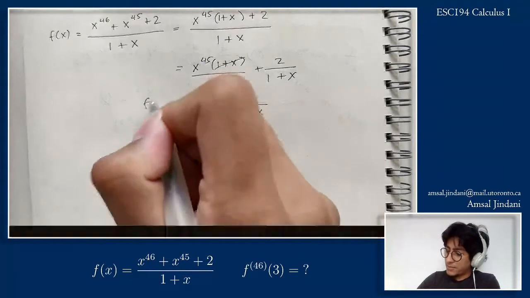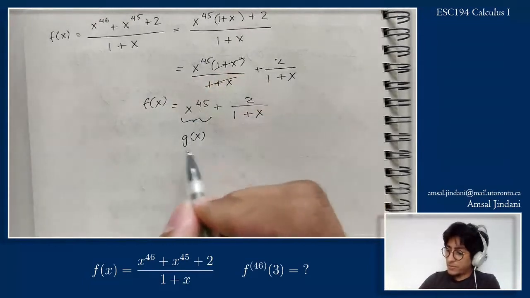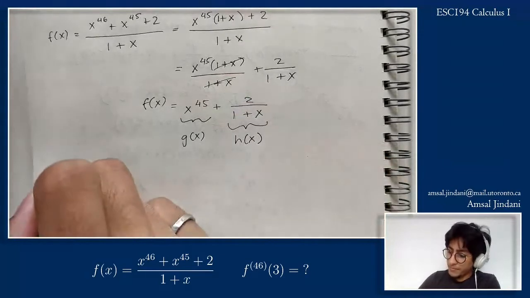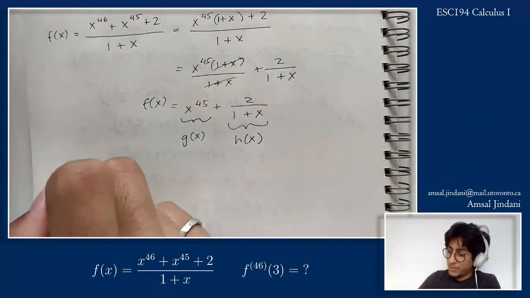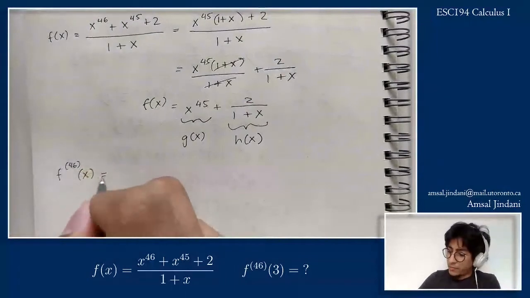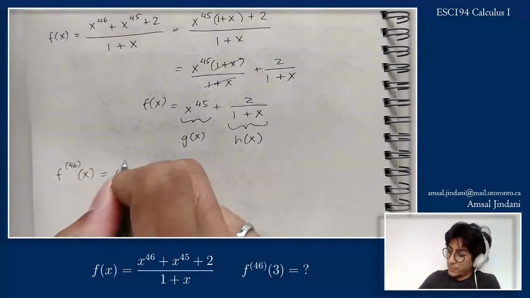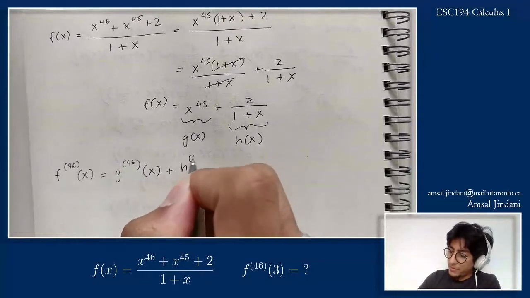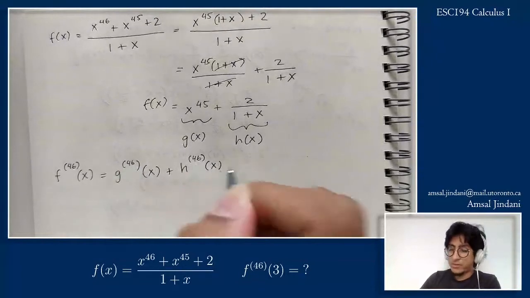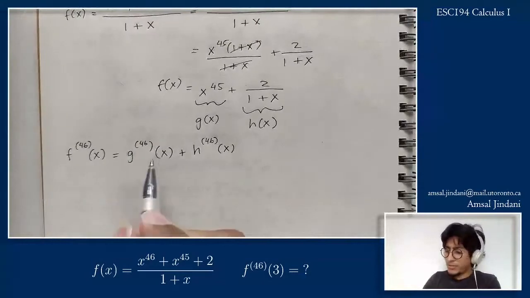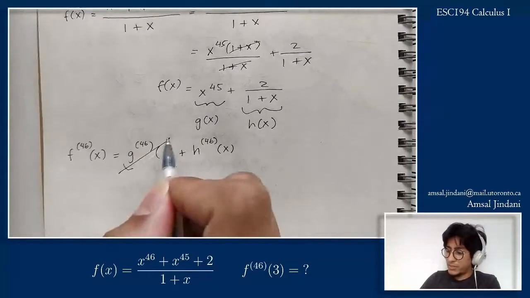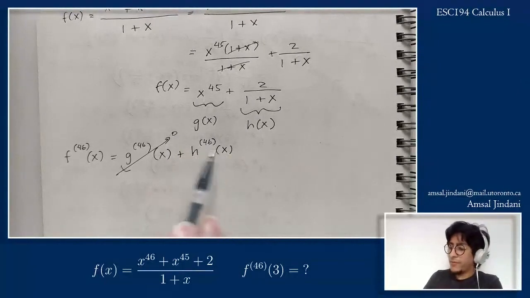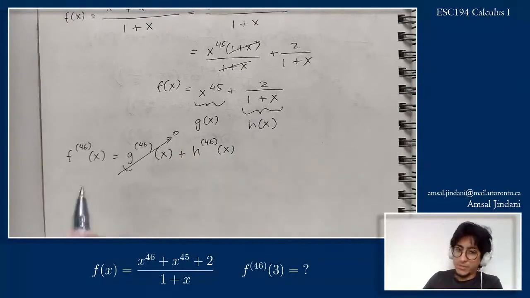What I'm going to do is break this up into two functions. Let's say that f of x is equal to g of x plus h of x, where g of x is x to the power 45, and then this can be our h of x. Because the derivative operator is linear, the 46th derivative of f is the 46th derivative of g plus the 46th derivative of h. And we just said that the 46th derivative of g is just going to be 0 because it's x to the power 45. Now let's try to see if we can find derivatives of this function h of x.